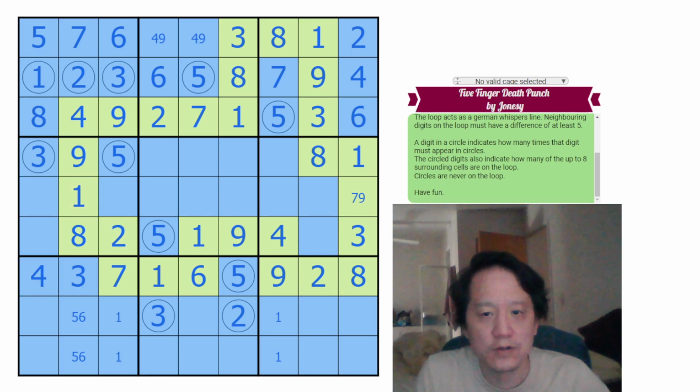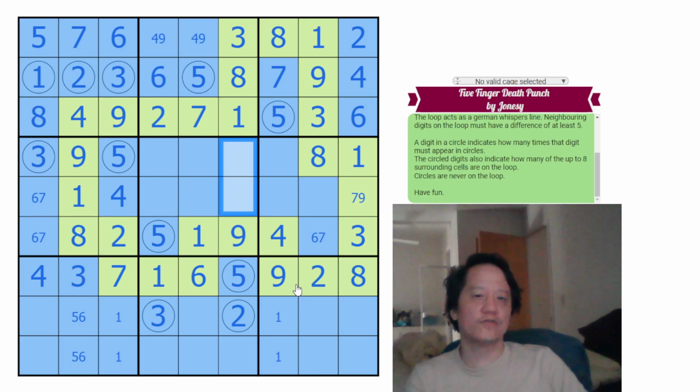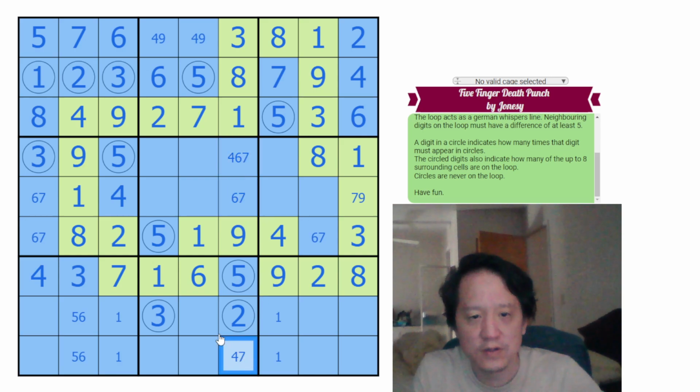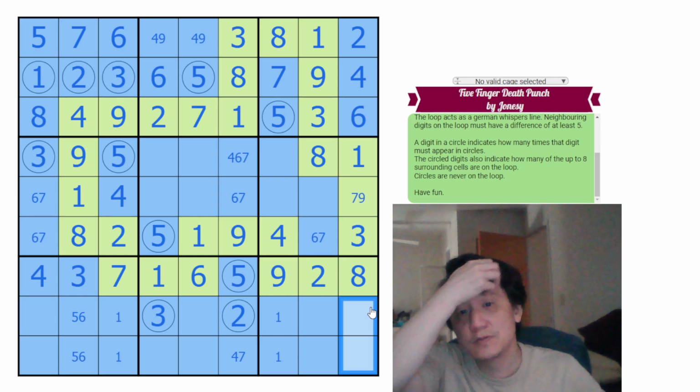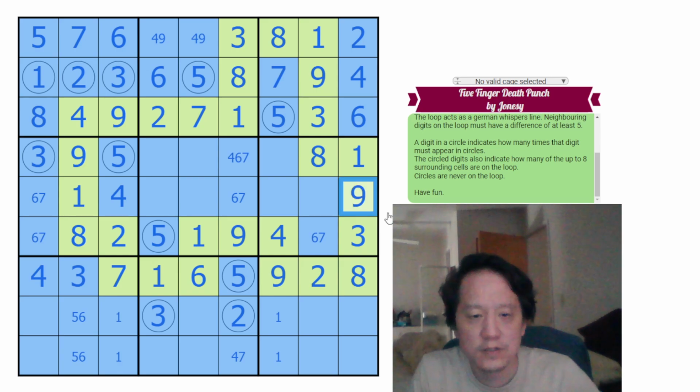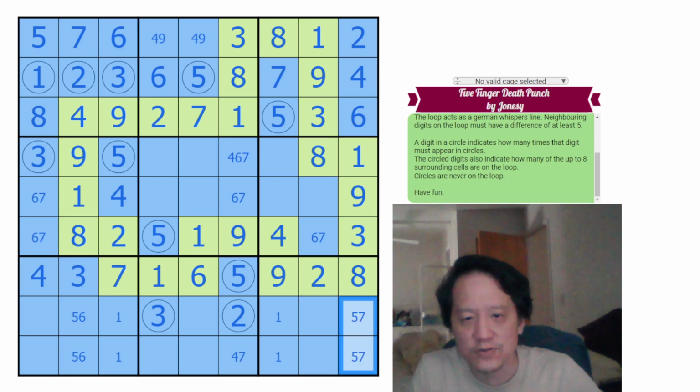4 has to be here. This is 6 and 7. I don't know how I mistyped this. This is 6 or 7. This is 6 or 7. This becomes 4, 6, 7. So this can't be 4. This is 4 or 7. This becomes 4, 7, 9. It cannot be 9. So therefore this has to be 9. So that's 4, 7, 9. 5, 7, 9. So this is 5 and 7.